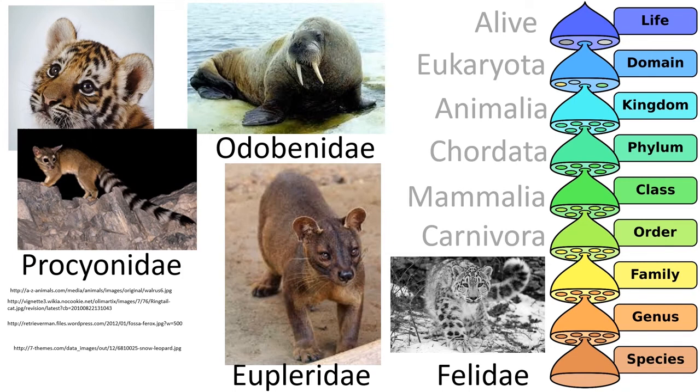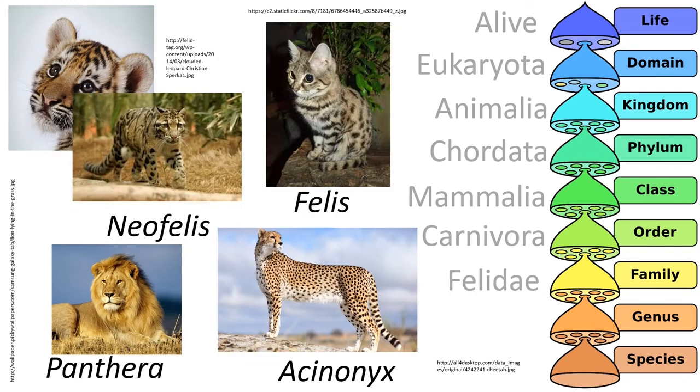So remember, the kingdom contained all of the animals. The phylum Chordates contained all of those with a spinal cord. The mammals contained the ones that produce milk and have fur. The carnivores are the ones that eat meat. So every time we're going down, we're getting them more and more similar to each other. Domain, kingdom, phylum, class, order. Now we're in families. So we decided it was in the family Felidae.